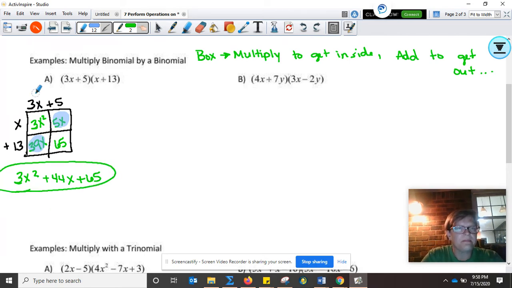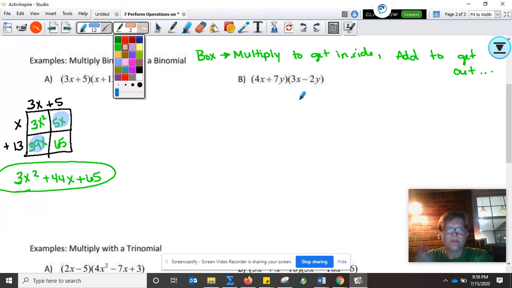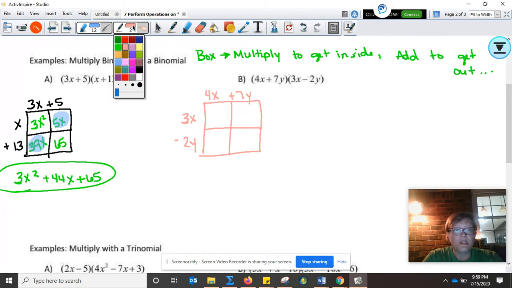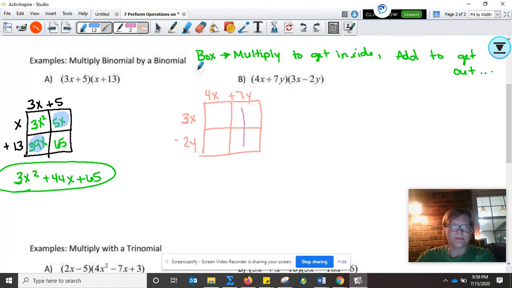Try the second one. All right, we have another binomial times a binomial, so I'm going to draw me a 2 by 2 box. Across the top is going to be 4x plus 7y. Going down the side is 3x minus 2y. Remember, you multiply to get in, you add to get out.